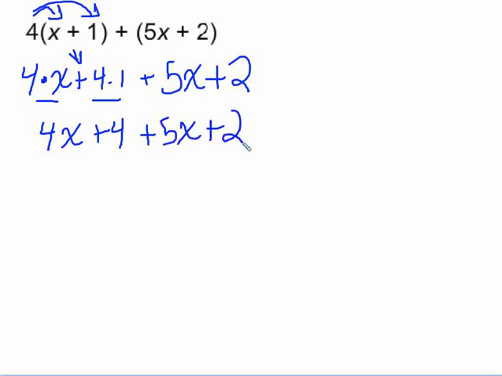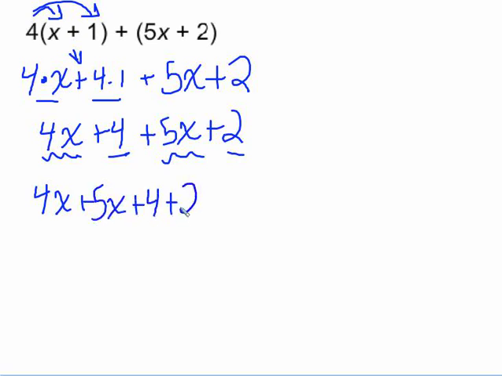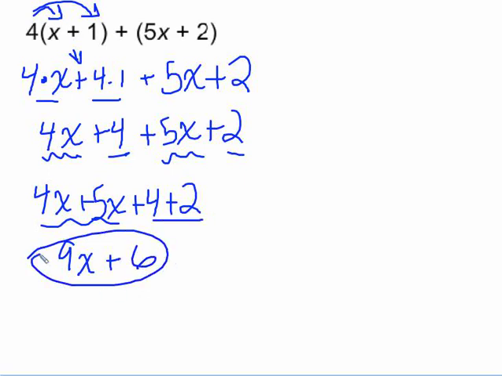Now it's time for me to look and see what my like terms are. I know that 4x and 5x are alike, and I know that 4 and 2 are like constant terms. So I'm going to rewrite this. 4x plus 5x plus 4 plus 2. Well, 4x and 5x, that makes 9x, and 4 plus 2, well, that's 6. Again, once I have no more like terms, I can't combine any longer, so that's going to just end at 9x plus 6.